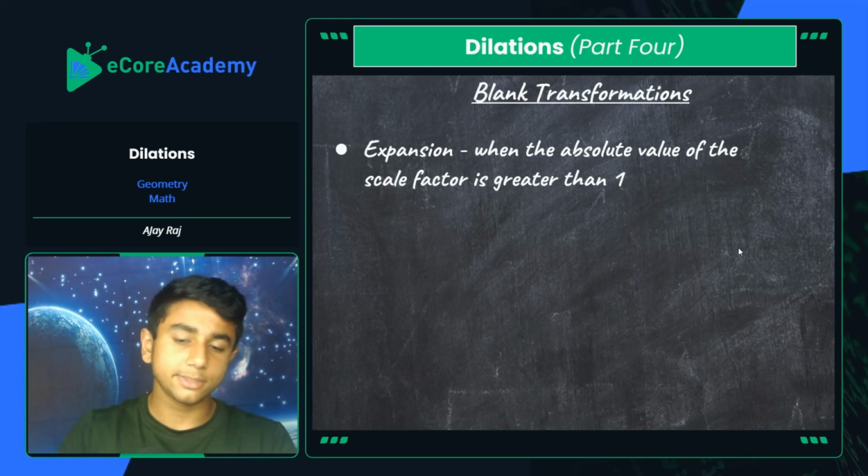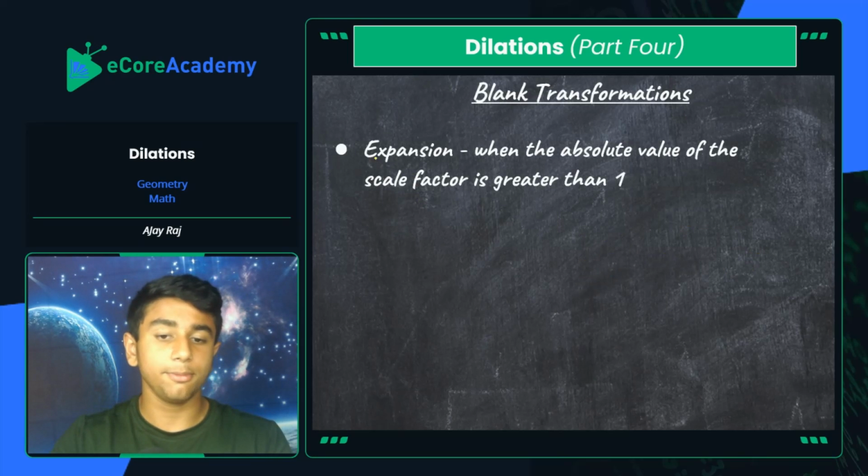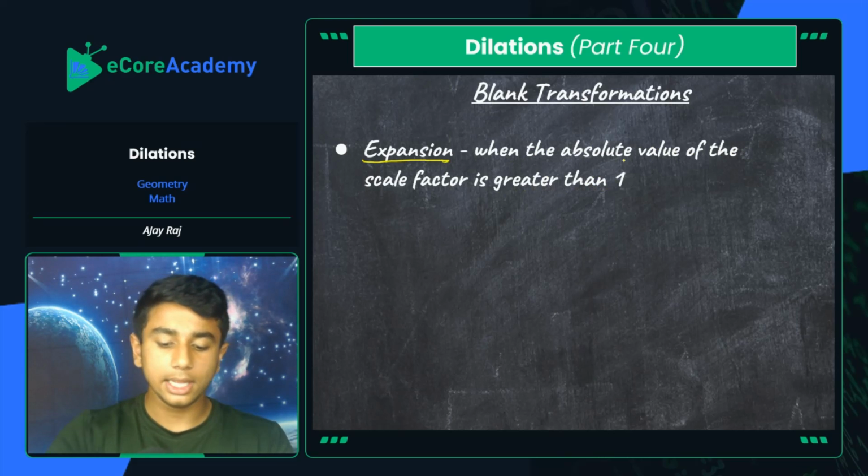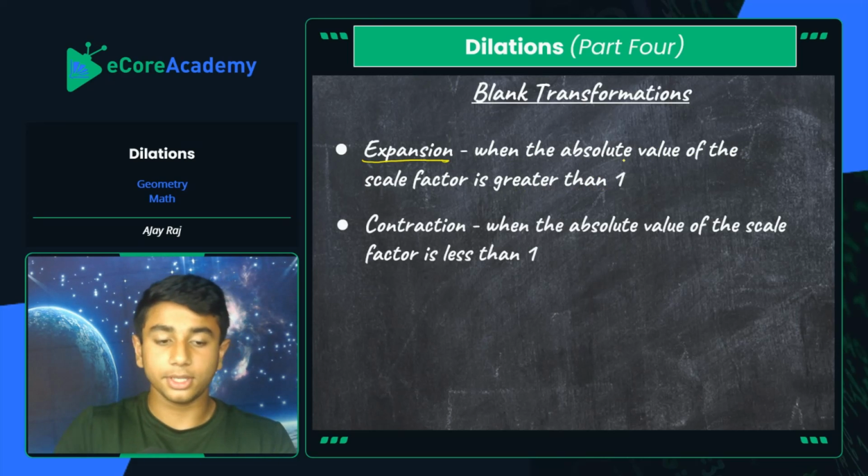So what an expansion is, it's one type of scale factor, and the expansion is when the absolute value of the scale factor is greater than 1. And of course, your contraction is the complete opposite. It's when the absolute value of the scale factor is less than 1.